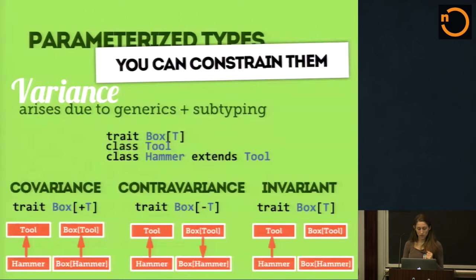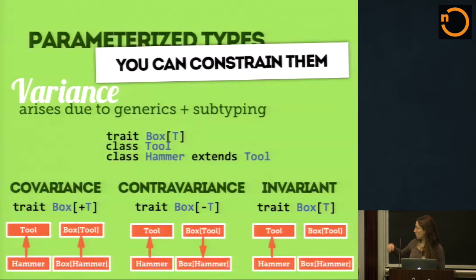But to start with variance, I'm sure lots of you have heard of this before. The idea is that if you have something like a trait Box that's totally generic, a class Tool, and a class Hammer that extends Tool, we know that Hammer extends Tool, but we don't know if a Box of Tools is also a Box of Hammers, or what relationship they have. And this is what variance does. On the very left here, covariance is the forward direction, like you would think. If Hammer is a subclass of Tool, then Box of Hammers is a subclass of Box of Tools.